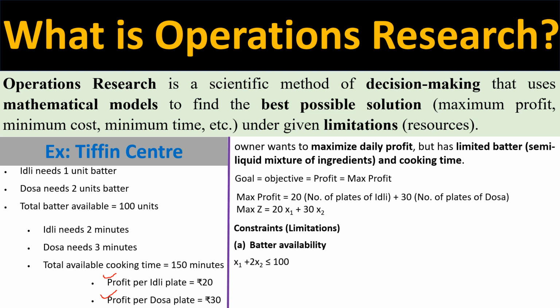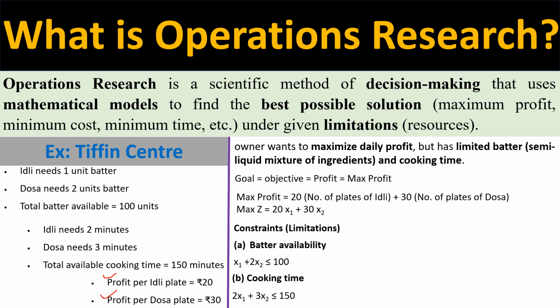Here the less than or equal to symbol represents that the owner has to use batter up to 100 units only. Next, we have to look for another limitation, that is the cooking time point of view. Here total availability of cooking time is 150 minutes, and time required for the idli is 2 minutes and for the dosa is 3 minutes. Then 2 X1 plus 3 X2 less than or equal to 150.